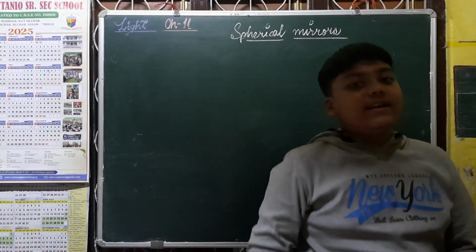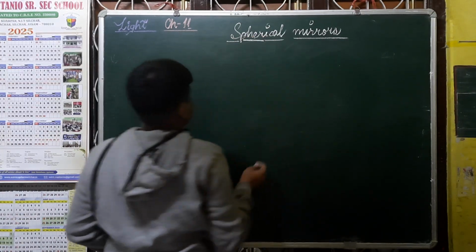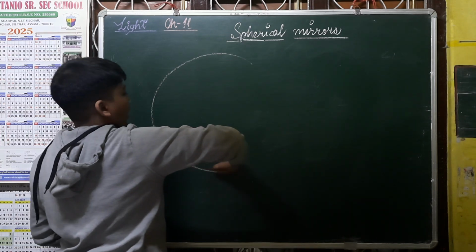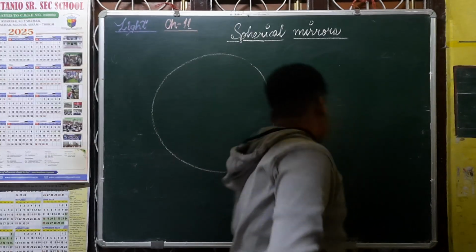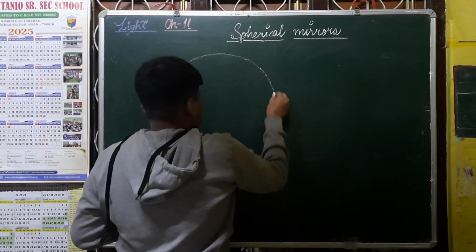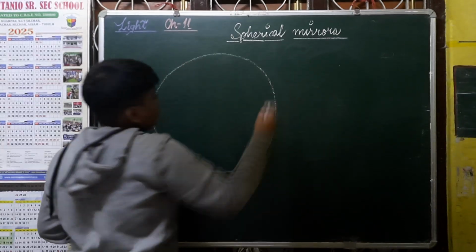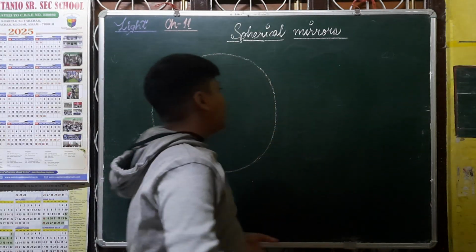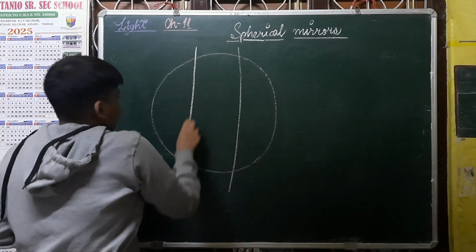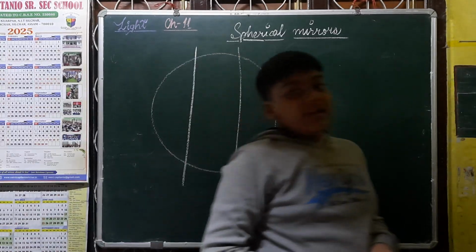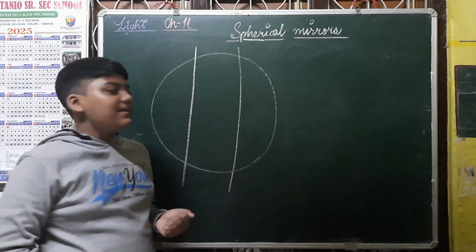So what does the spherical mirror mean? First of all, what does the word sphere mean? Sphere means a round figure. It is not a perfect circle, but a round figure means sphere. Now this spherical mirror means a curved mirror or a mirror which is the part of the sphere. The mirror which is curved or which is the part of the sphere is known as a spherical mirror.